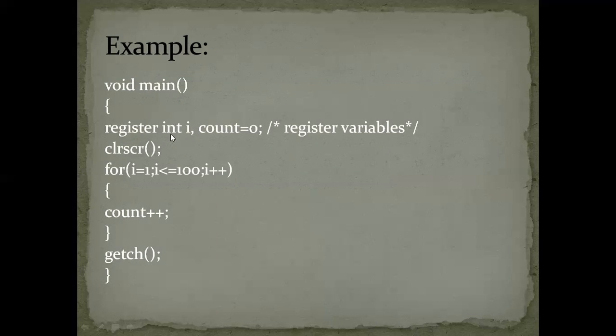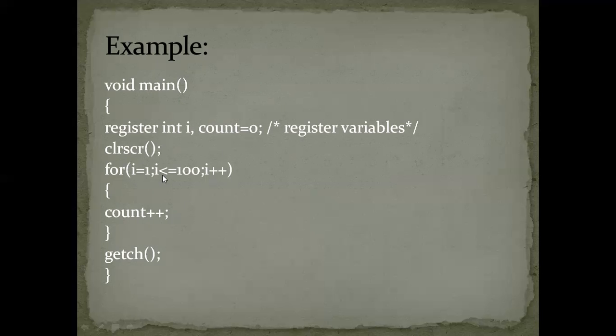Example for this: a header file will be there, void main, register int i. So I have declared int i as a register. This is a register variable. Initially count is assigned 0. Here I am using a for loop: for i equal to 1, i less than or equal to 100, and i plus plus. Now count plus plus, when I increment count by 1, the value becomes 1. Again it will go back here.